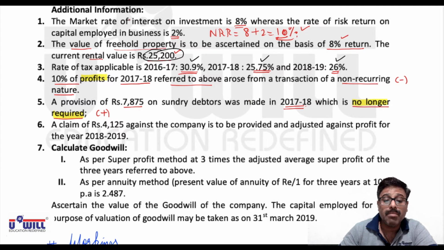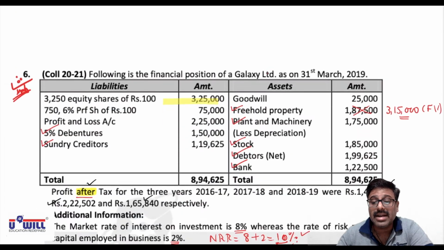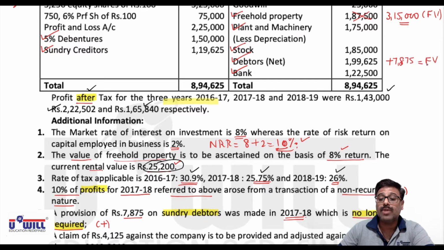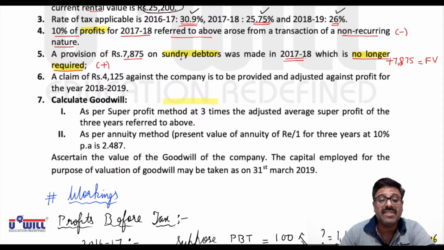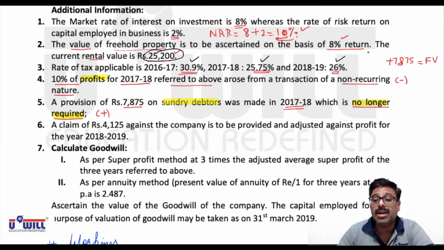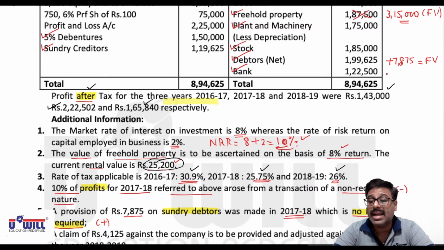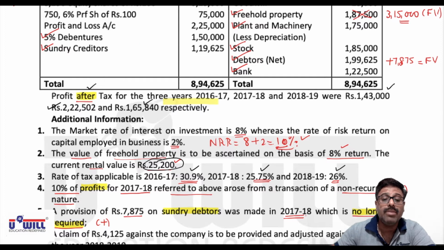Also, because it affects sundry debtors, here the sundry debtors are given as 199,625. Here also we will add 7875 and then take the fair value of debtors. Since the provision of 7875 is not required, we will be able to recover more from debtors. So what amount do we expect to recover? 199,625 plus 7875 would be taken as the fair value of debtors when we solve the question. I hope everyone is clear with that.